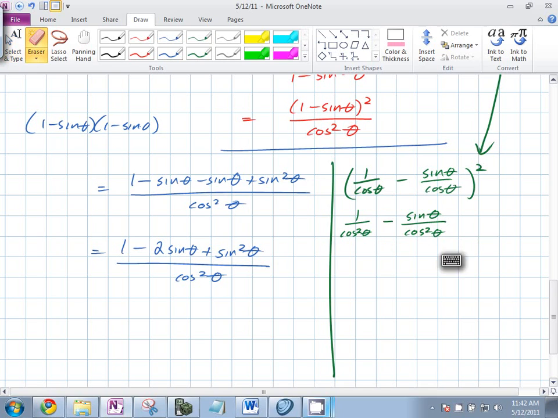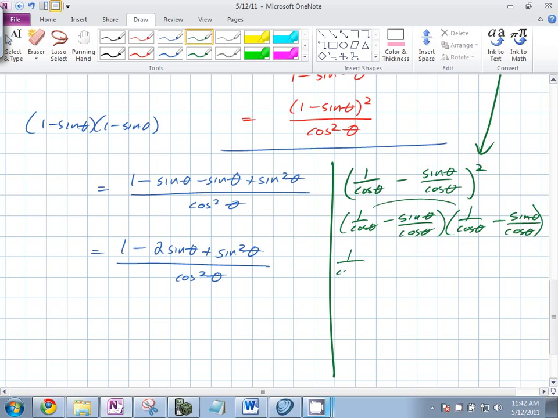Ooh, kids, I need your confidence on this. This is 1 minus cosine theta minus sine theta over cosine theta times 1 over cosine theta times minus sine theta over cosine theta. So, what's it going to be? Let's do the first one. It's going to be 1 over cosine squared theta, right? Minus sine theta over cosine squared theta, right? Correct? It's all cosine squared, right? Plus what?